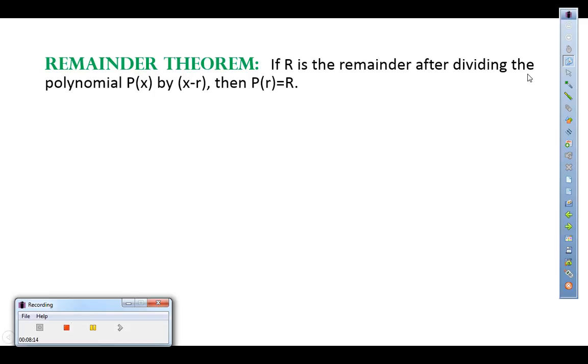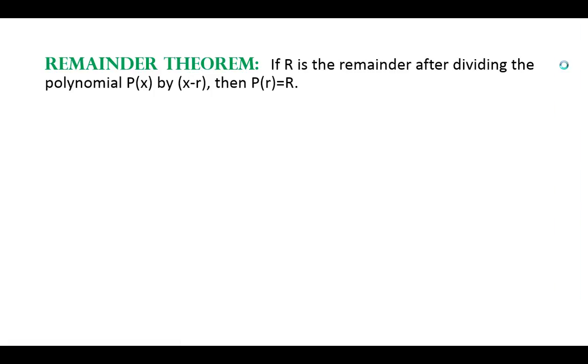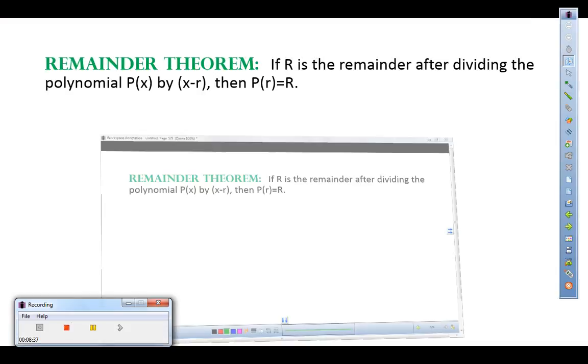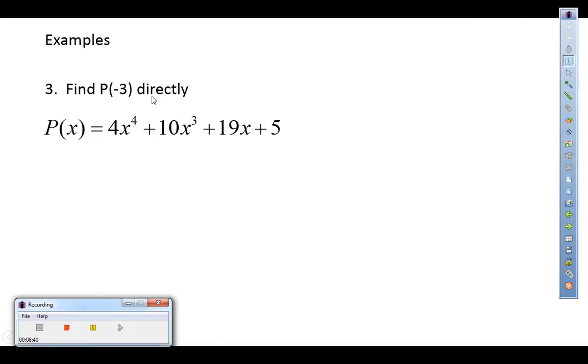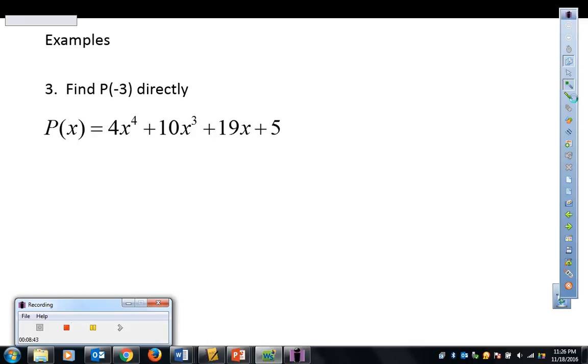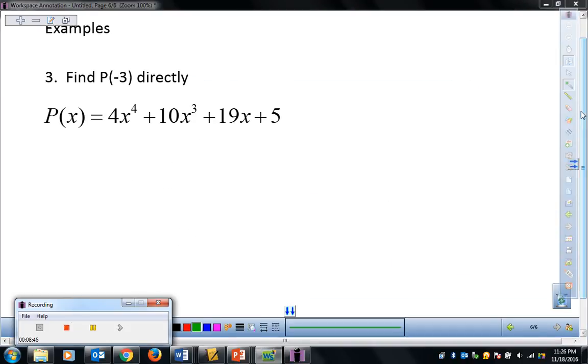One other thing that's closely related to synthetic division is the remainder theorem. If r is the remainder after dividing the polynomial p of x by x minus r, then p of r equals r. Again, as with a lot of theorems, it's a little wordy and can be confusing at the same time. So let's get into a quick example, and this will hopefully clear some things up. If we have this right here, find p of negative 3 directly. We've just gone over this in our last chapter on functions, so this will be a continuation.